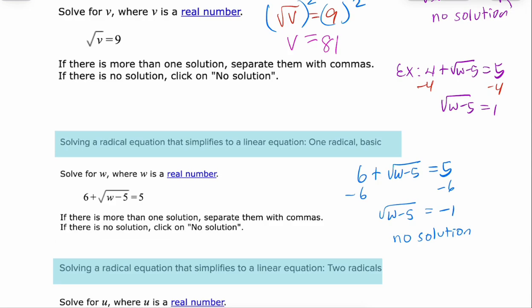We are going to get that radical by itself, which we did. We're going to surround both sides in parentheses, and to get rid of our square root, we're going to square both sides. Now this time, we get w minus 5 equals 1. If you add 5 to both sides, we get w equals 6. So it is a solution. There is a solution to that one. So if you isolate the radical and it equals a negative, no solution. If you isolate the radical and it equals a positive, then you're going to square both sides to find your solution.